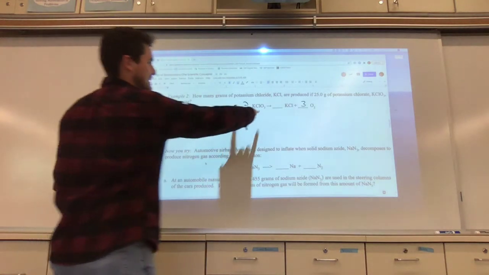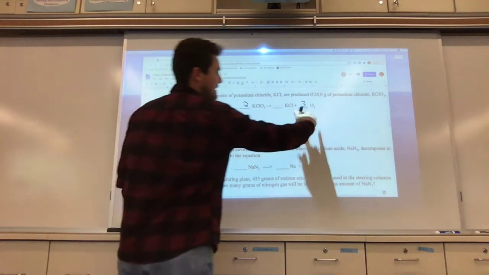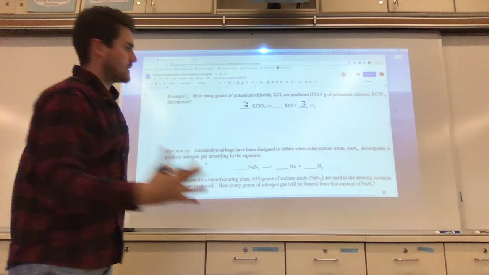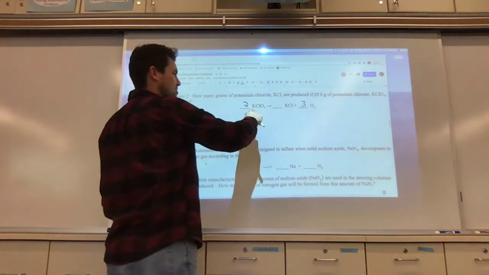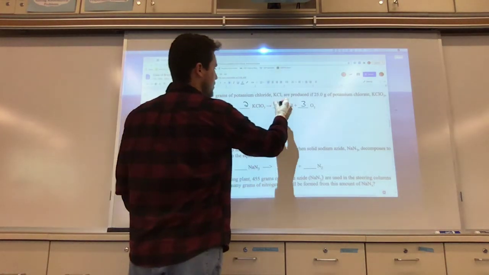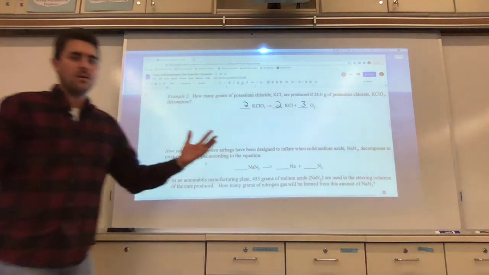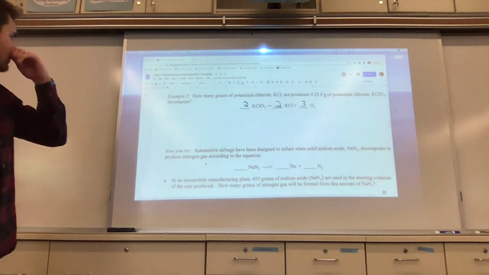Once I do that, I see 6 oxygens here and 6 oxygens there. Awesome. How many KCl's? Well, there's 2 Ks, there's 2 Cl. I'll just throw a 2 right there. There we go. Now it's balanced: 2, 2, 3.